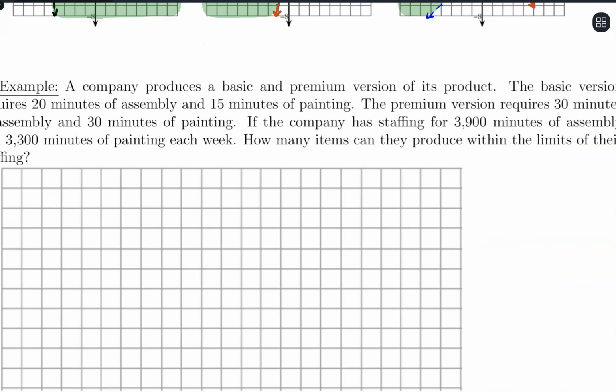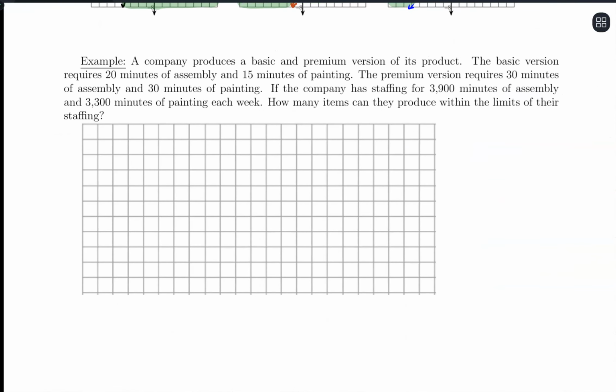All right, let's take a look at an application here. So we have a company that produces a basic and a premium version of its products. The basic version requires 20 minutes of assembly and 15 minutes of painting. And in fact, I'm just going to make little notes to myself, which can be helpful with these word problems, especially as we get more and more information.